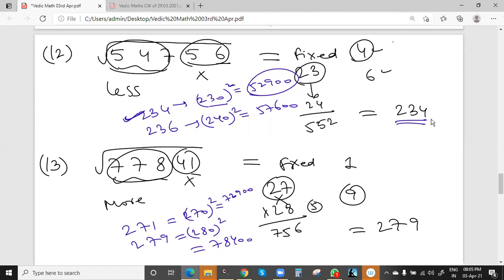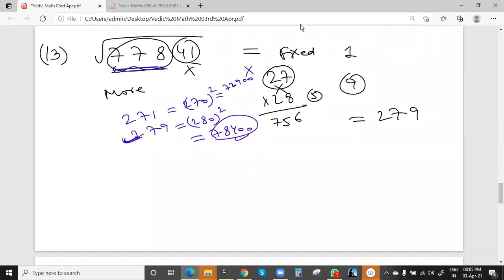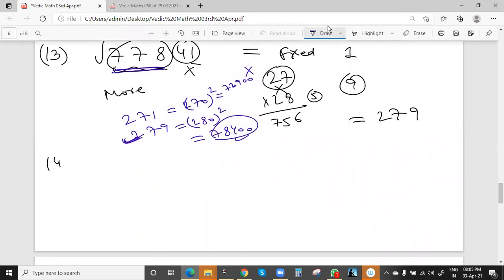So 72900 is very far. 784 is very near to 778. So we'll choose 9. Yes, 279 will be the answer. 279 will be the answer. Correct. Or any one of the options you can choose for selecting 1 and 9. Last one.